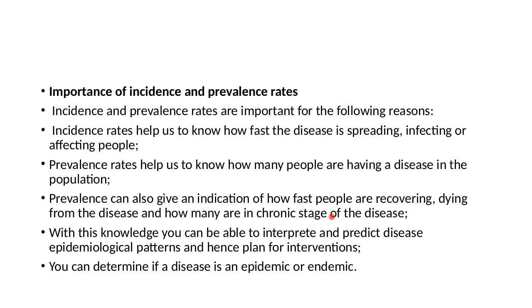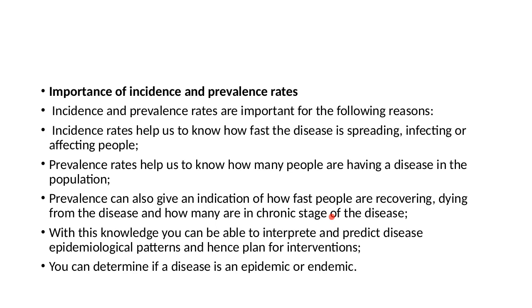The next one, prevalence rates help us to know how many people are having a disease in the population. So how many people are we having? For example, right now we're having around 4,000 cases of coronavirus in Kenya, or the existing number of cases is around 4,000 in Kenya. So it helps us to know how many people are currently having the disease.